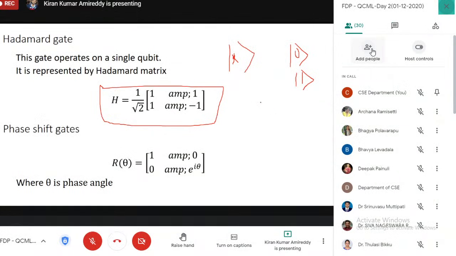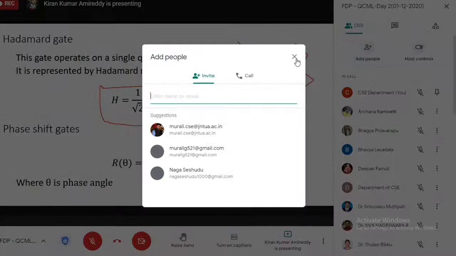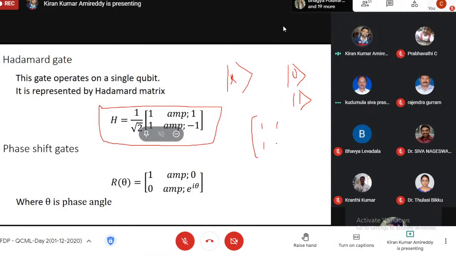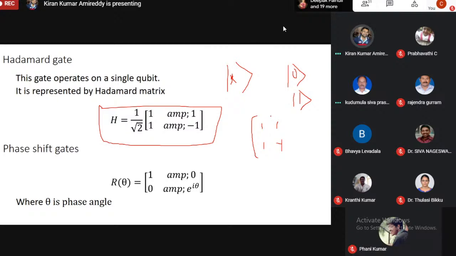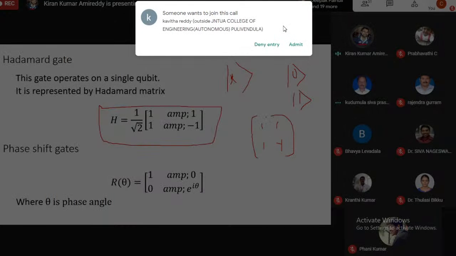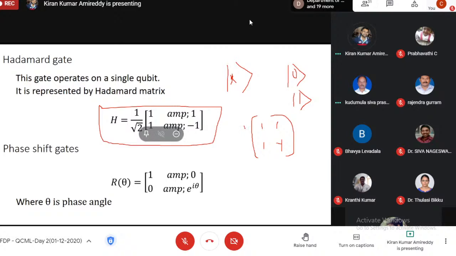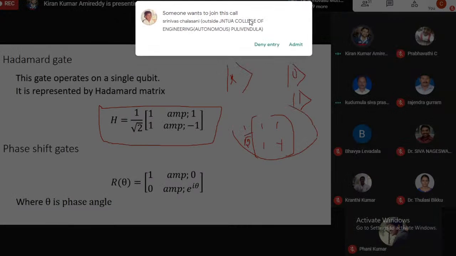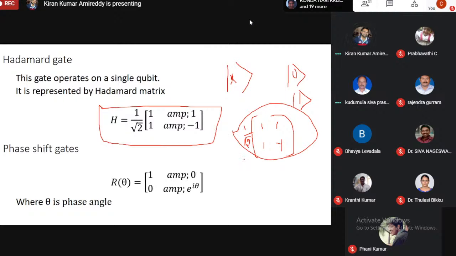So this we can simply write as 1 over root 2 times the matrix 1 1, 1 minus 1. The second column will be only the amplitude, and the first column will always be 1 1. So 1 over root 2. This we can call the Hadamard operation. We can simply represent this as H.